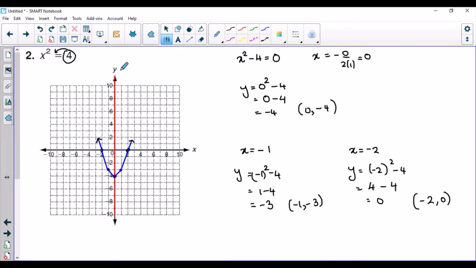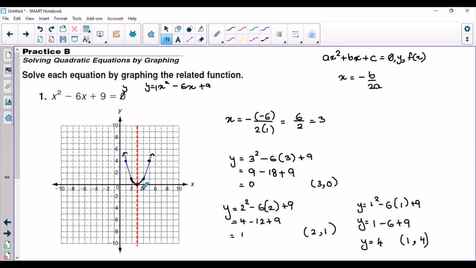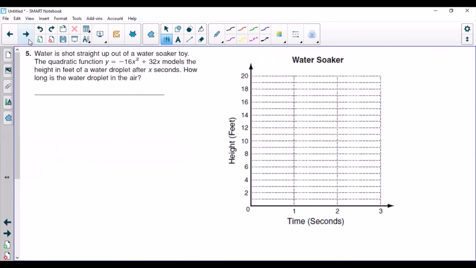Similarly, in this, the values should be 2 and -2. That's clear here, 2 and -2. And then here also, it's only one value, which is 3. It's only touching the x-axis at 3. Let's move on to the next question.